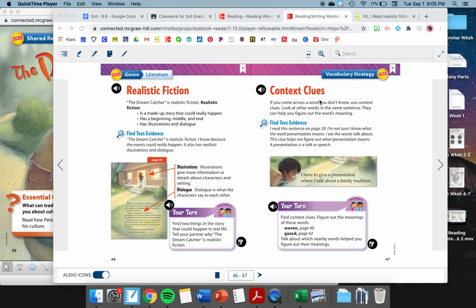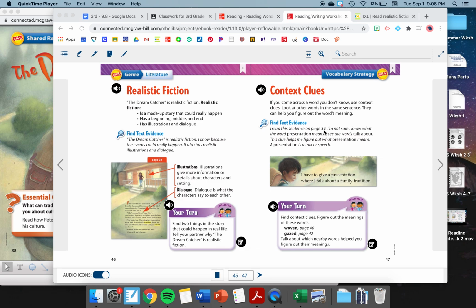Now, context clues is a way that we can figure out the meaning of a word that we do not know. So, if you look at other words in the same sentence, they can help you figure out the word's meaning. For example, I read this sentence on page 39.